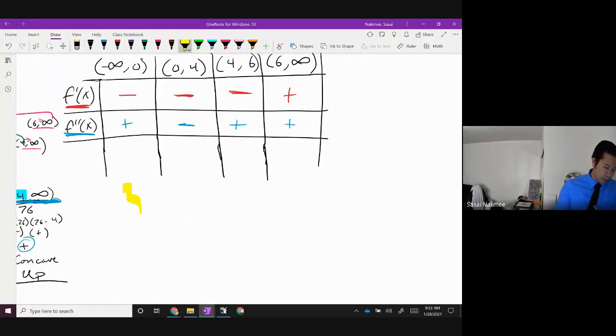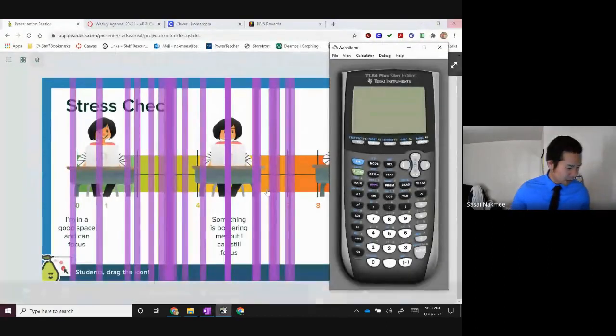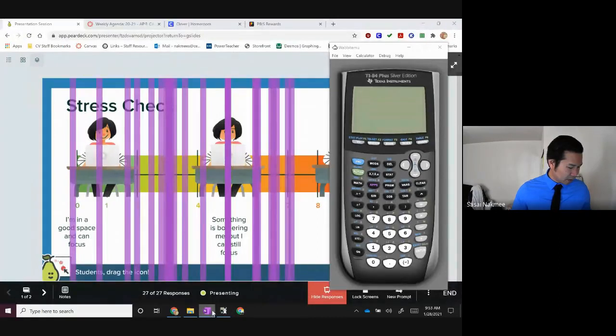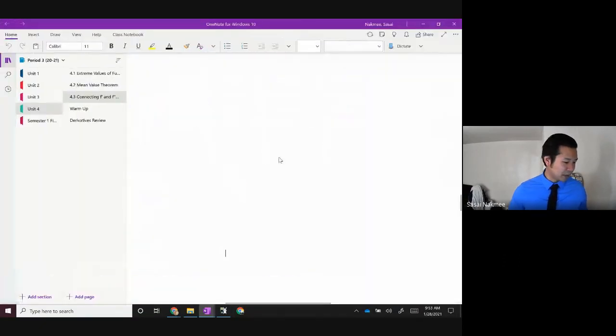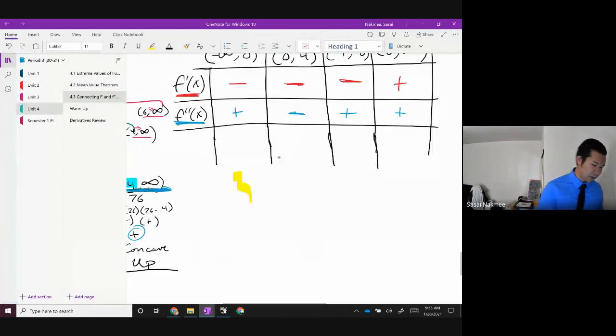What the? My OneNote's doing that weird thing again. Hold on a second. Give me one second, guys. All right, let me go back over here. There we go.